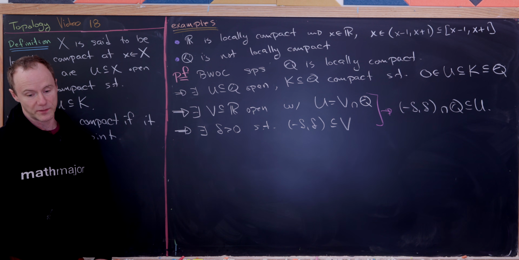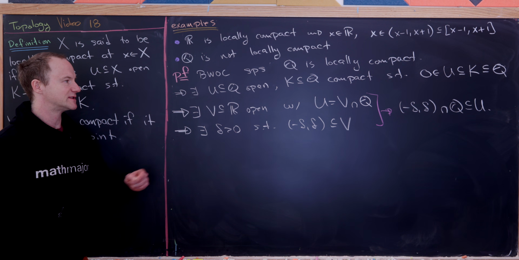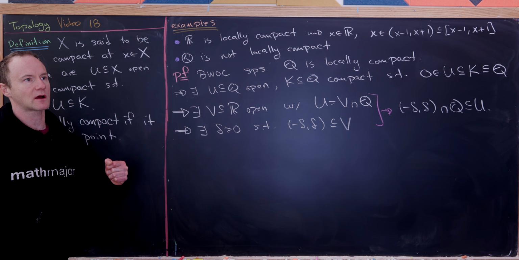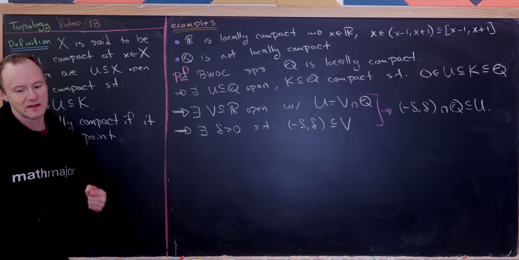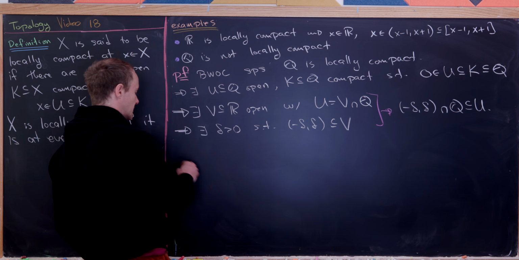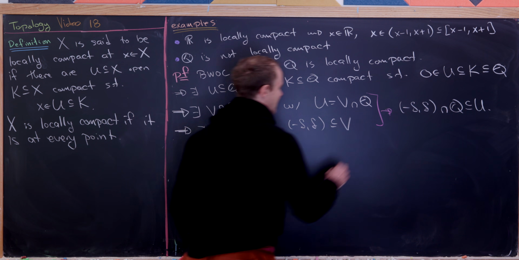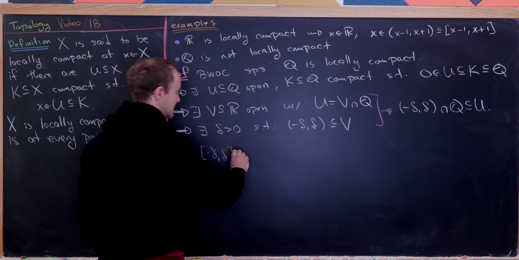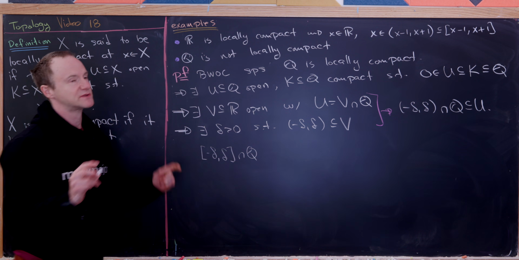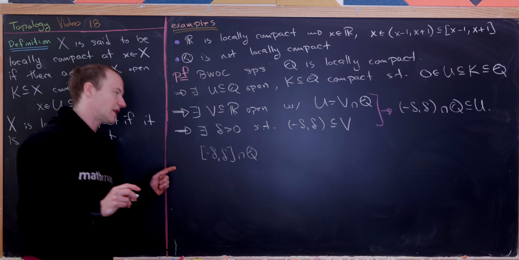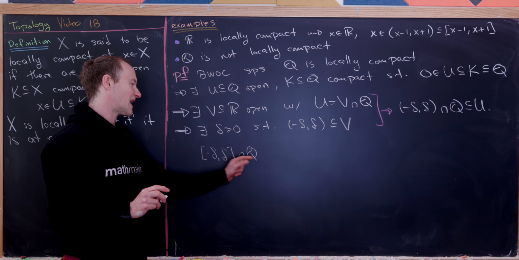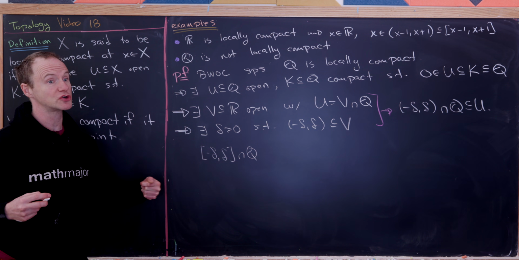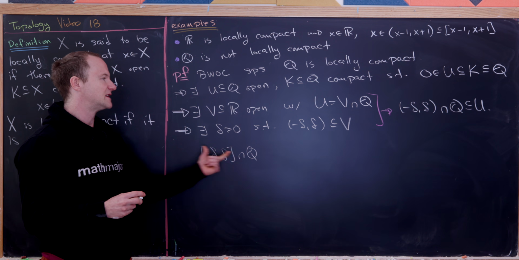Okay, so now what I want to do is take the closure here. And when I say take the closure, I don't mean the closure inside of R, I mean the closure inside of Q. Taking the closure of this left-hand set inside of Q will give us the closed interval [minus delta, delta] intersected with Q. Now observe that if we were taking the closure within R, we would have just this entire closed interval, not intersected with Q, because Q is dense in R. But since we're taking the closure within the subspace topology of Q, this is simply what we get.